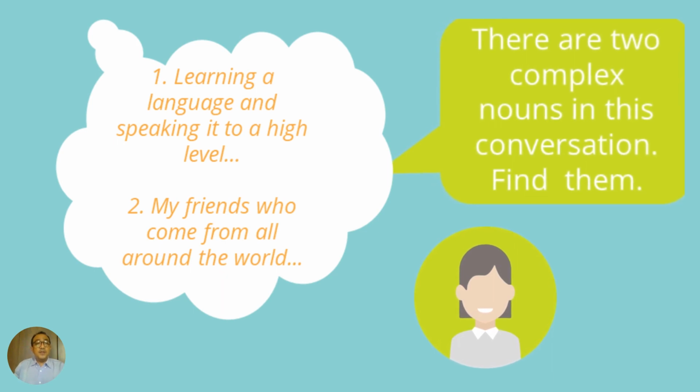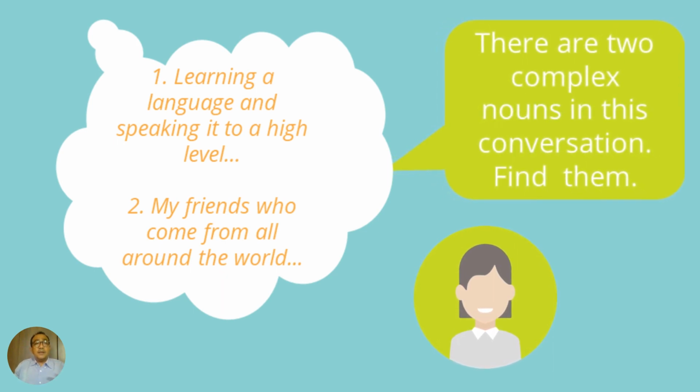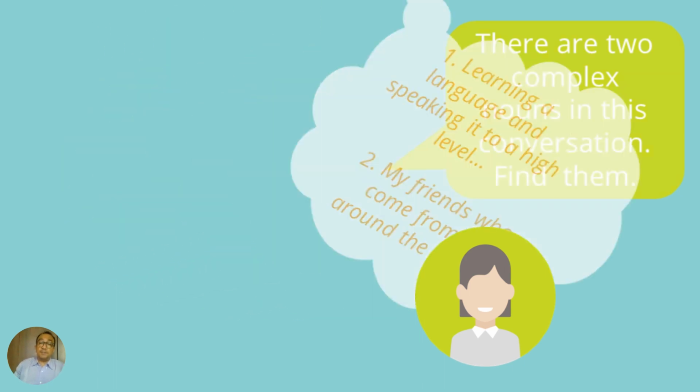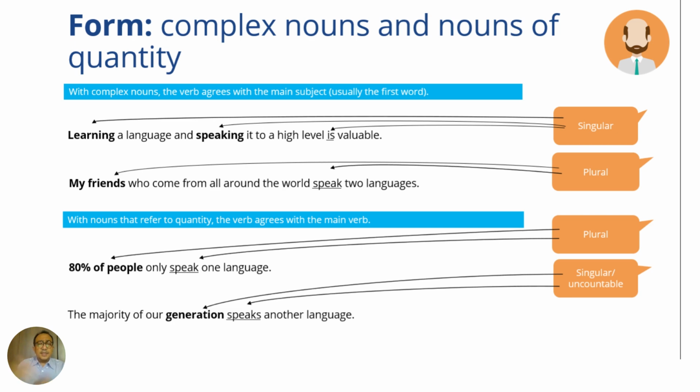The next one, my friends who come from all around the world, this is just one subject in the beginning, but still plural, and after that "come" and after that "speak" here. Look at now this analysis I made, it is very easy to understand one by one about the previous complex nouns and nouns of quantity. With a complex noun, the verb agrees with the main subject. Here is learning, speaking, my friends.